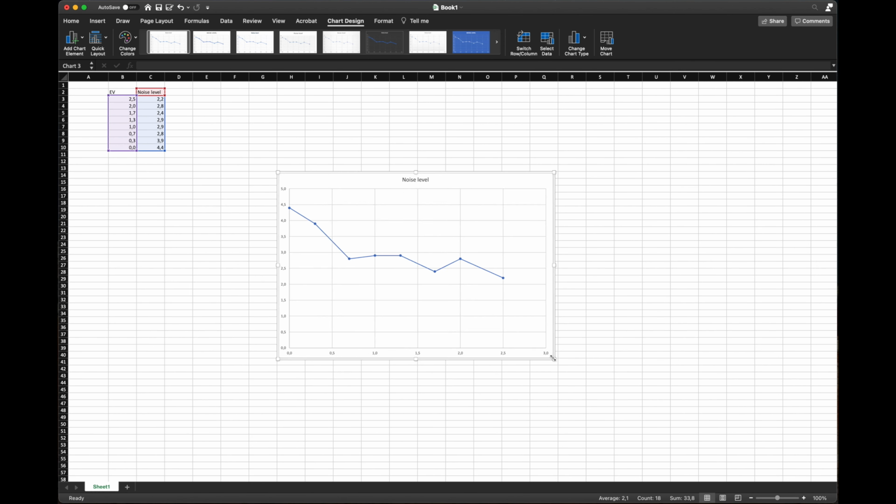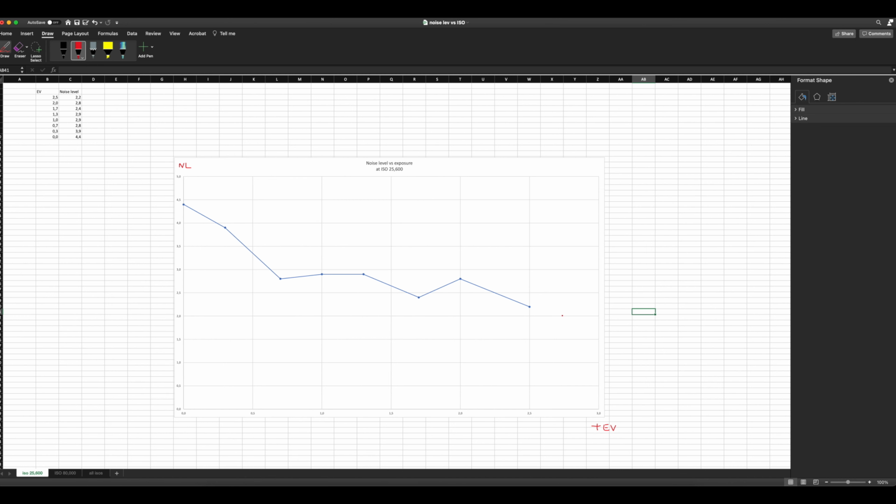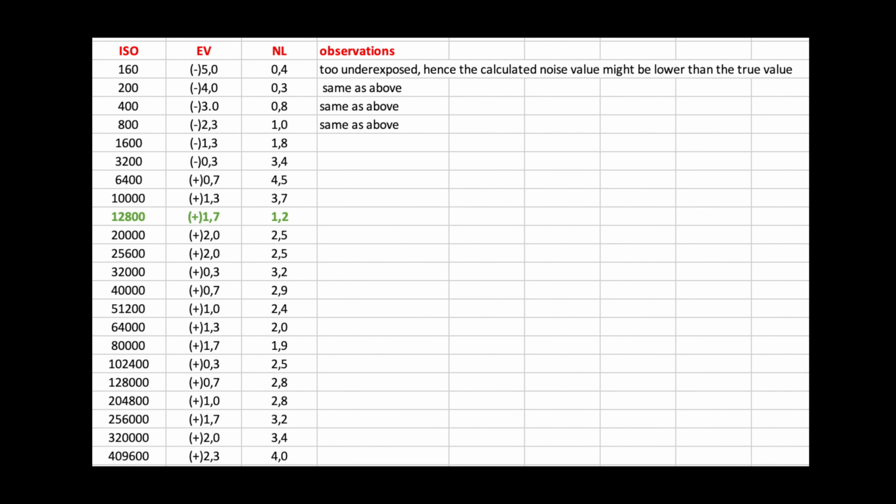The y-axis is the noise level, and the x-axis is the plus EV. So we can clearly see that as we overexpose, the noise level drops. And the same thing happens in ISO 80,000 as well. Okay, so I used the same method for the rest of the ISOs, and this is what we got. These are all the numbers I used for the next graph.